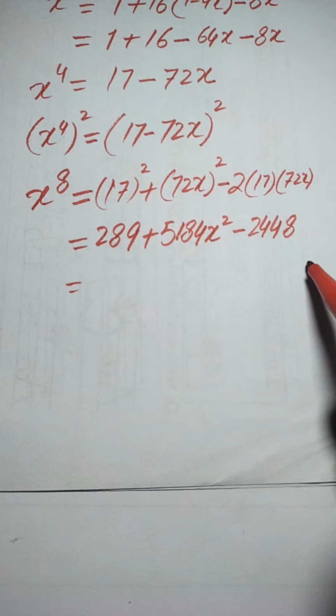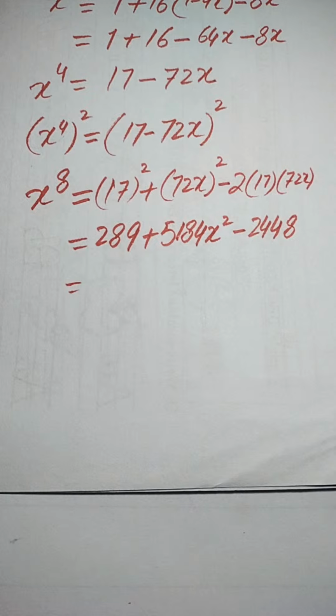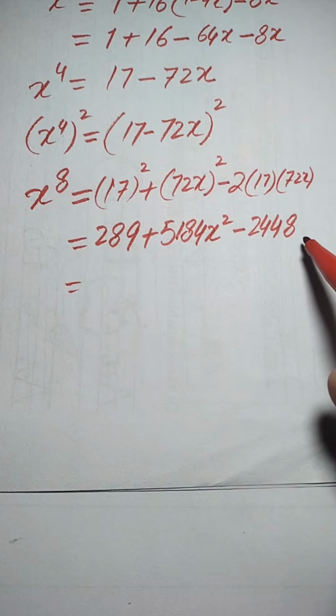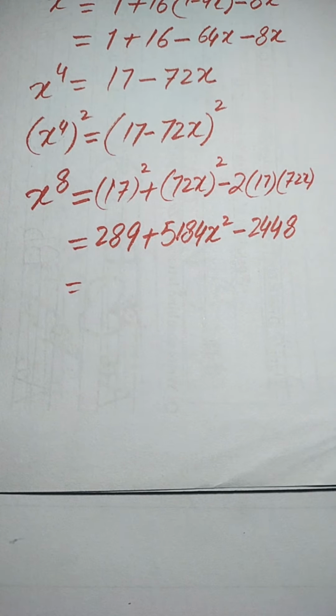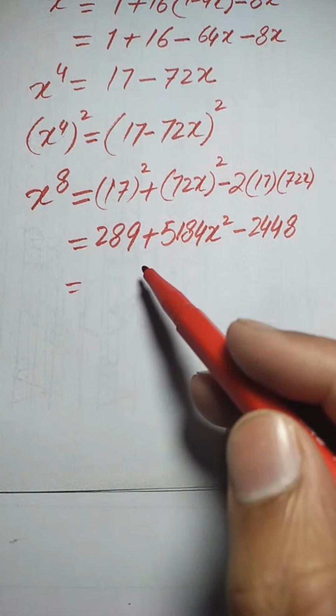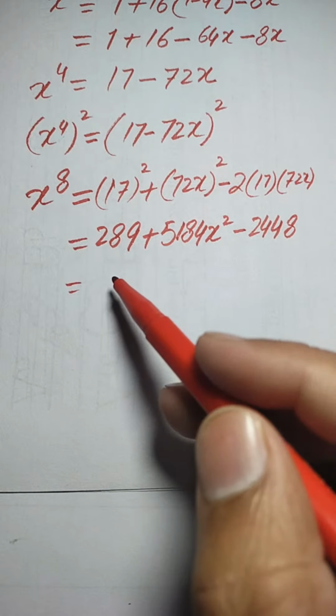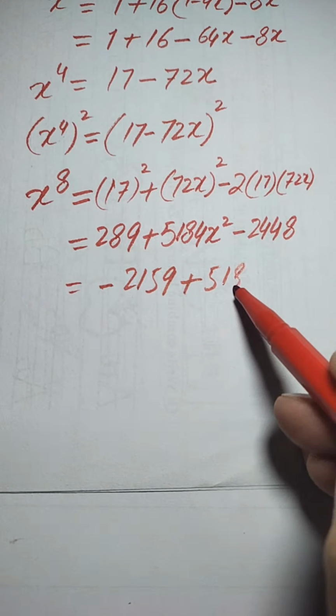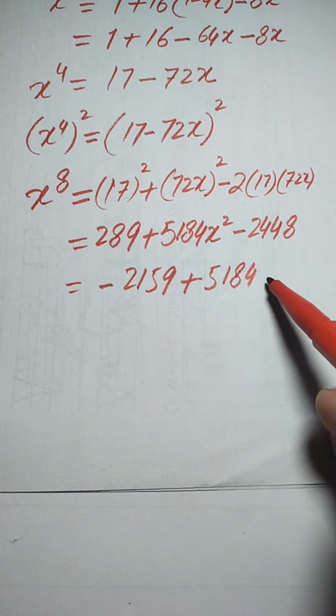So here in the next step we just subtract 289 minus 2448, so that we subtract these two values 289 and minus 2448. So when you subtract these two values it becomes minus 2159 plus our 5184 times x square.